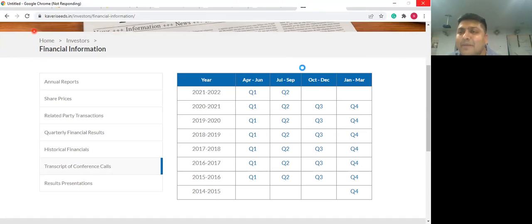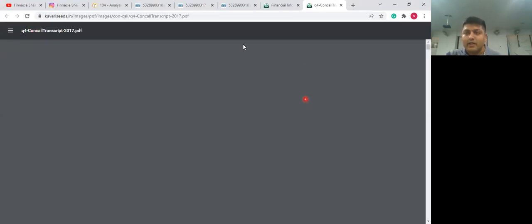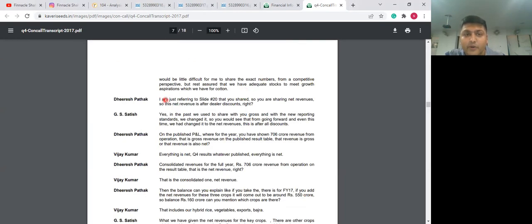Browser is not responding. But anyway, if you were to open the Q4 con call of Kaveri Seeds in 2017, you would see that an analyst actually asked this question: whether the revenue figures seem to be a bit off, are they net of discounts? And precisely, the company confirmed this. This is present on page number 7. Let me show you guys. I'm just referring to the question asked by Dhiresh Pathak.